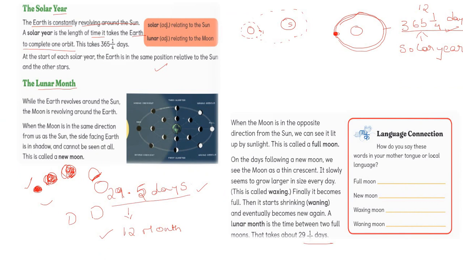Here see, how do you say these words in your mother tongue or local language? What is a full moon? Paurnima. What is a new moon? Amavasya. What is waxing moon? Emi Chandrudu, waxing moon ante Shukla Paksha Chandrudu. What is waning moon? Krishna Paksha Chandrudu. Okay children? Is it clear? Right.